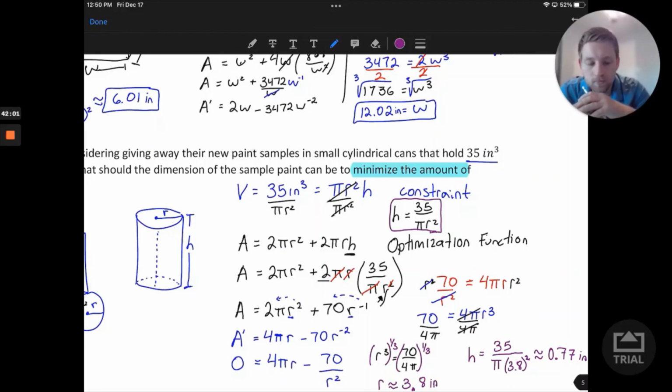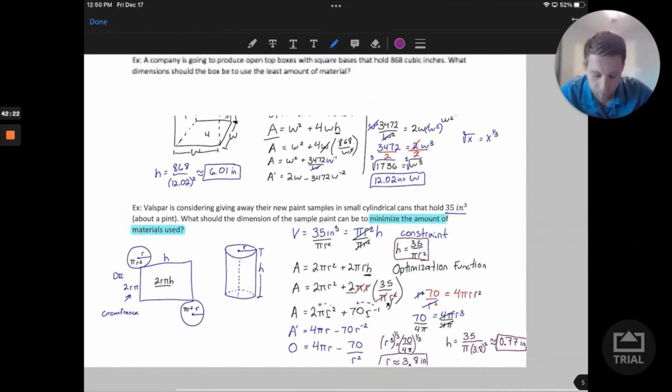So that would solve this question at least. Again, how practical it is to have a cylinder in this specific shape is another question, but at least we've solved for dimensions that would give us the minimum amount of surface area used for that volume.